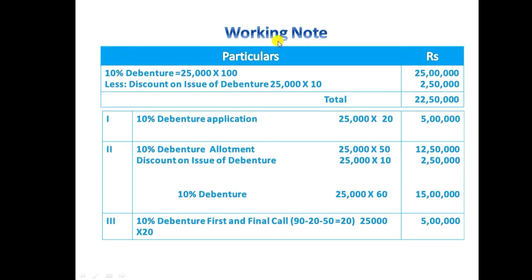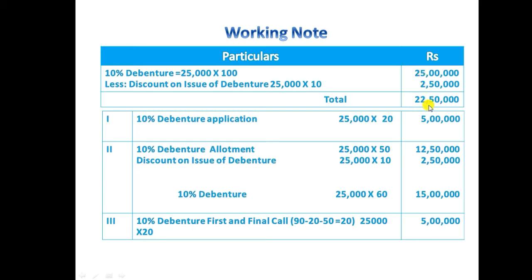Now we will see the working note. 10% debenture 25,000 into 100 each. Total 25 lakhs is a loan the company is going to raise from the common public, and the company gave a discount, so we need to minus the discount. Less discount on issue of debenture 25,000 into 10 each, 2,50,000. So the company is going to collect 22,50,000 only, because the total loan amount is 25 lakhs and the company gave a discount of 2,50,000. The company will receive from the debenture holders 22,50,000, but the company will credit 25 lakhs in the debenture holder account.